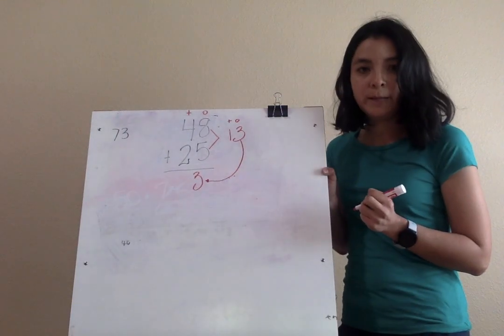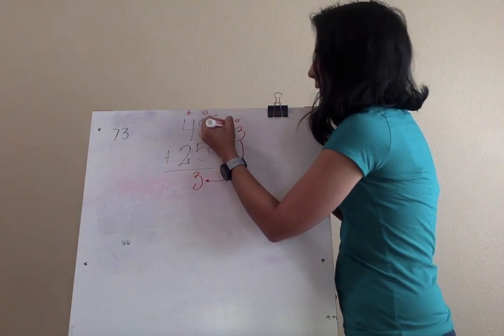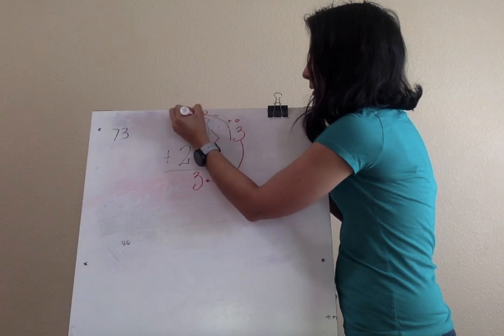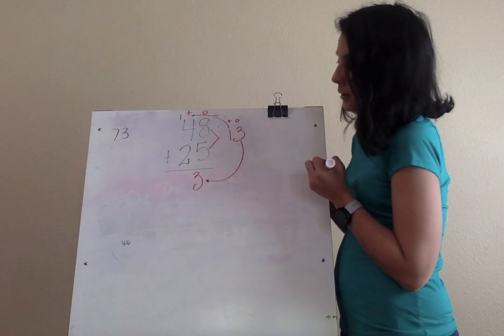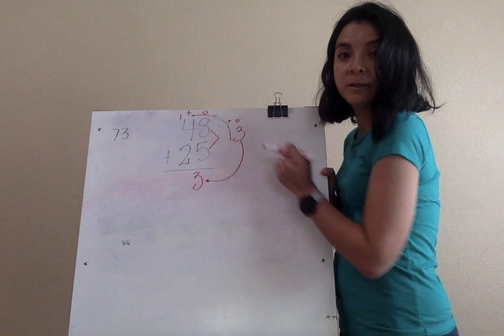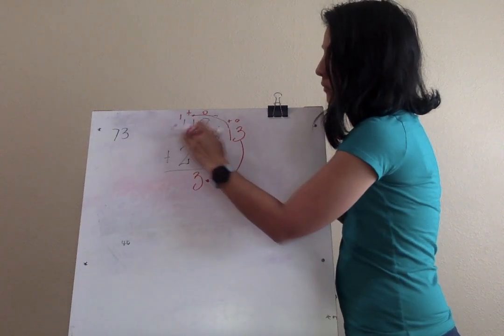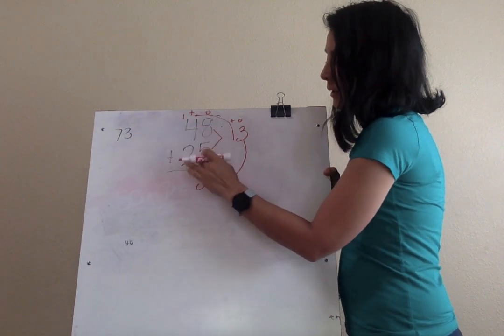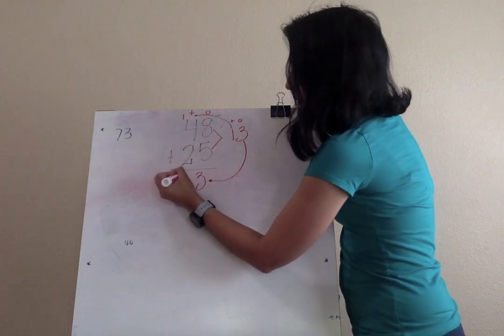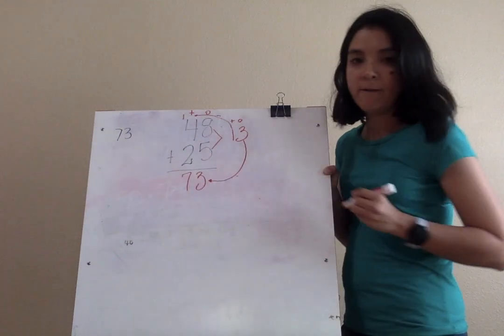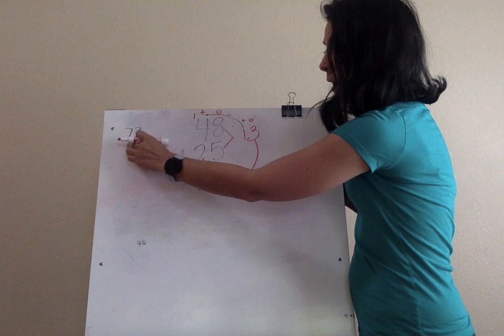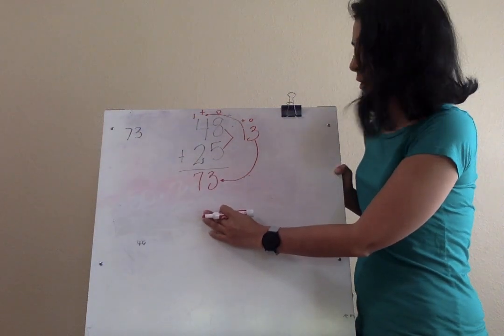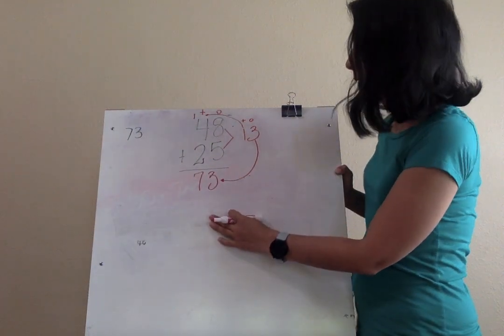But what do I do with my tens? I need to add that 10 to my other 10 column. So now I have to add all of these 10s together. 1 plus 4 is 5, plus 2 is 7. 73. You guys can see that it is the same answer that we got on the number line. It is a great way to check our work.